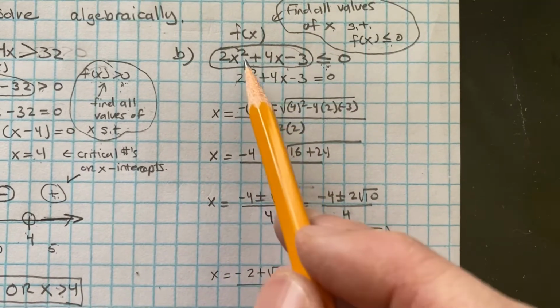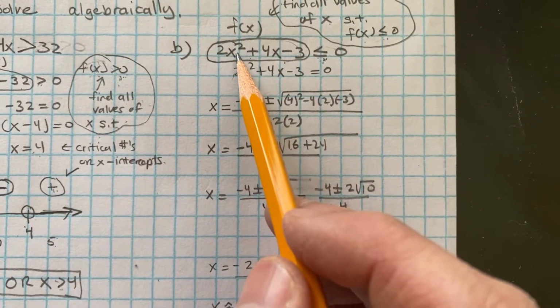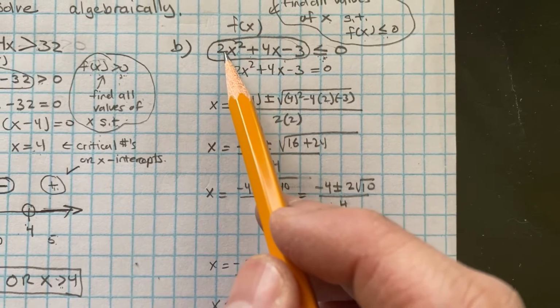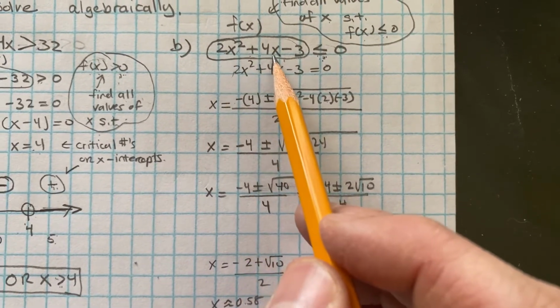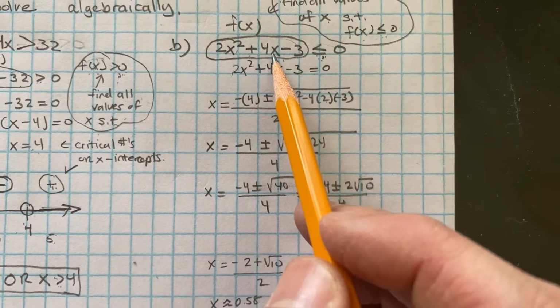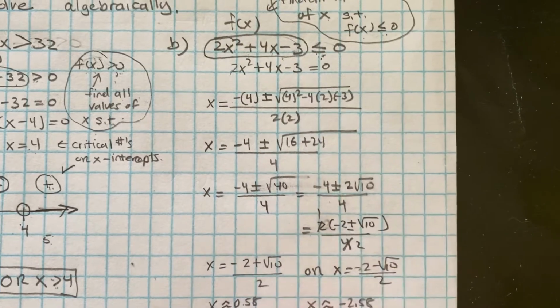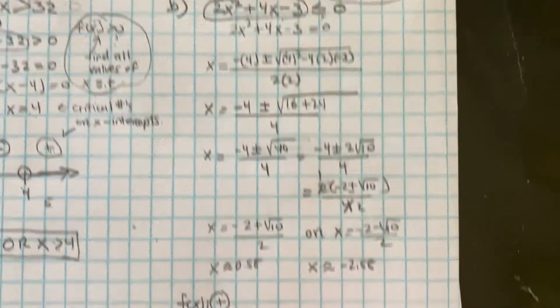So if I plug in negative 3, let's see if we can do some mental math here. Negative 3 squared is 9. 9 times 2 is 18. 18 minus 12, that's 6. 6 minus 3 is just 3. So right here, this is going to be a positive number.